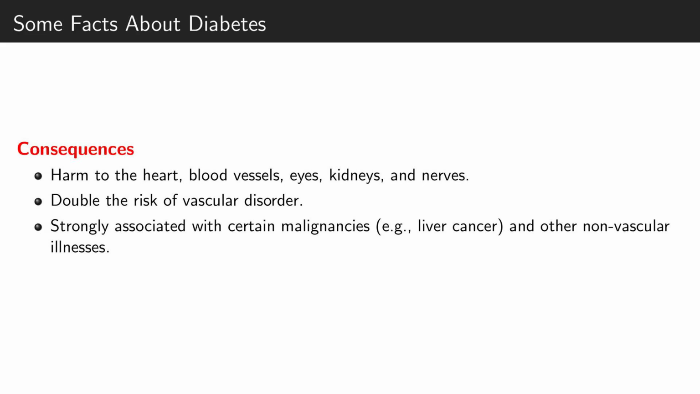It adversely affects the heart, blood vessels, eyes, kidneys, and nerves, doubling the risk of vascular disorders in individuals with diabetes. Evidence suggests a strong association between diabetes and certain malignancies such as liver cancer and other non-vascular illnesses.